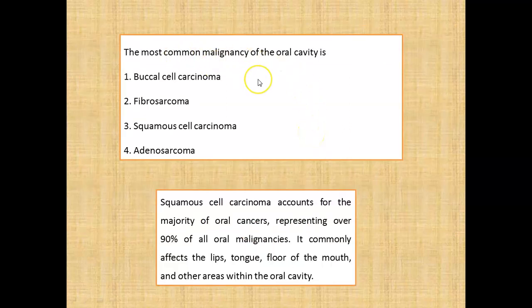Now, which is the most common malignancy of the oral cavity? Here the correct answer is squamous cell carcinoma. It accounts for around 90% of all oral malignancy. It commonly affects the lip, tongue, floor of the mouth, and also other areas within the oral cavity.